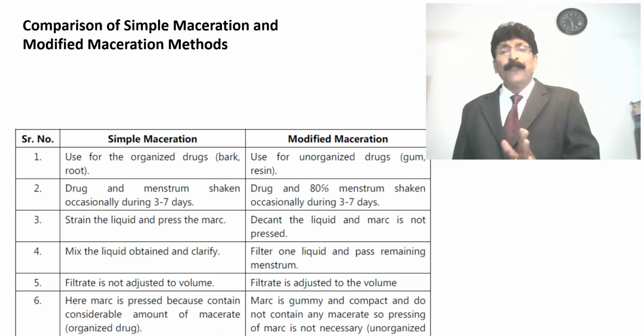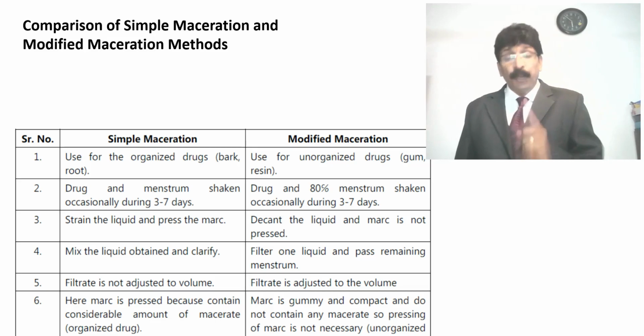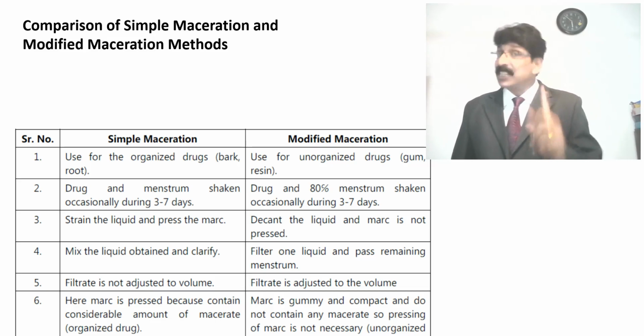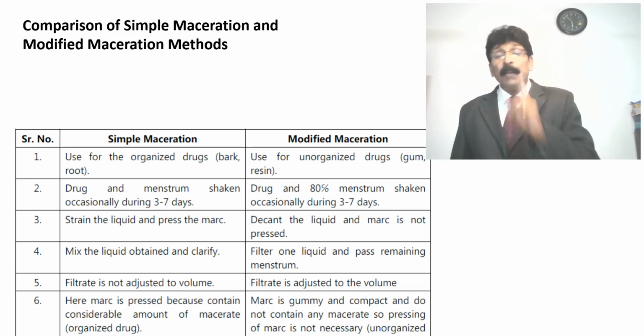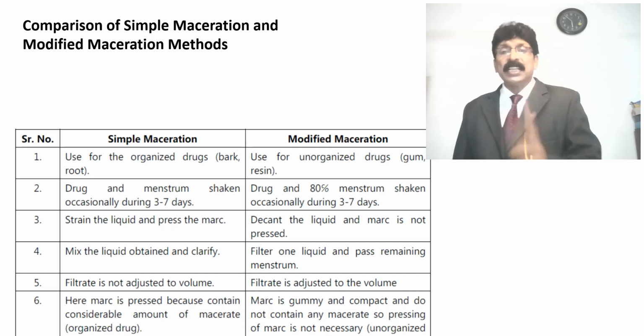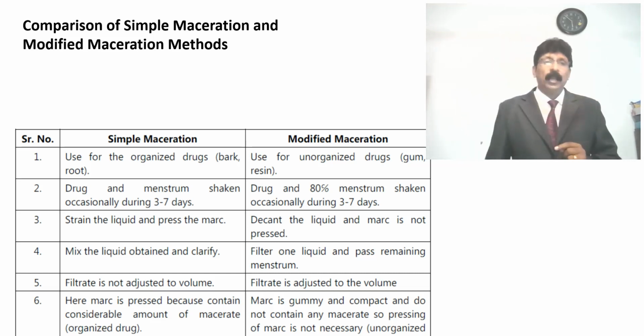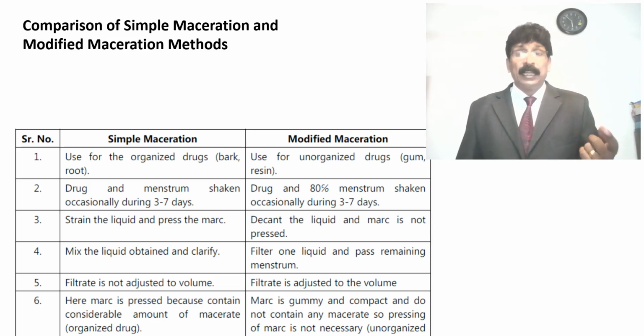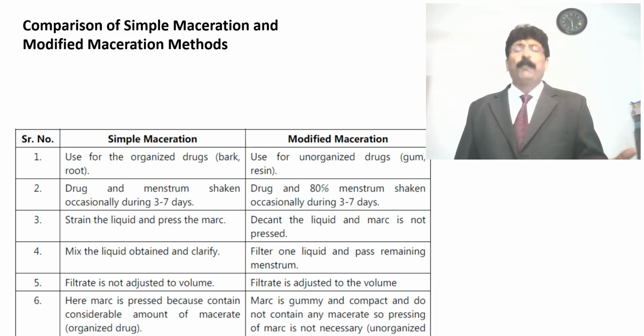Here in modified maceration, filter one liquid and pass the remaining menstruum. The point in simple maceration is that the filtrate is not adjusted to volume. But in modified maceration, where you are using the unorganized drug, the filtrate which you receive, that is the micella, is adjusted to the volume. And number 6, the point which we already told about, organized drug and unorganized drug. It is a repetition. Anyhow, it is also an important point.